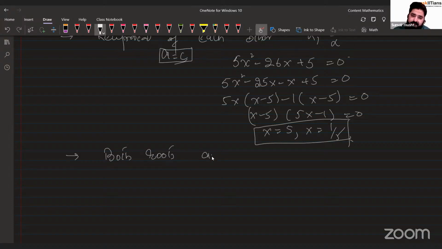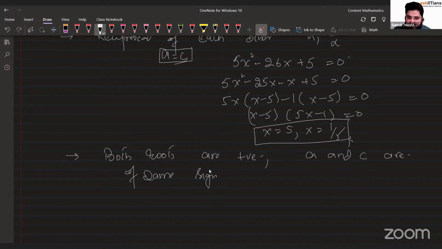Can you tell me when both roots are positive? When, guys? When A and C are of the same sign and B is of opposite sign. Simple.